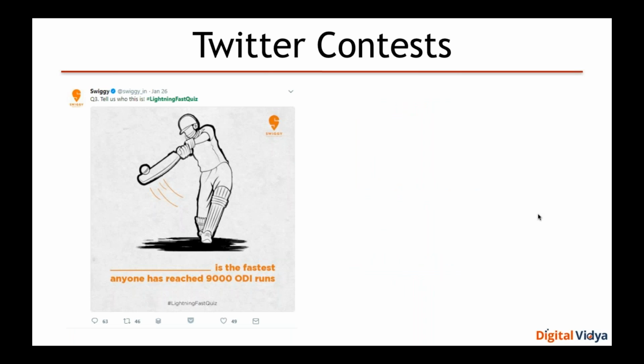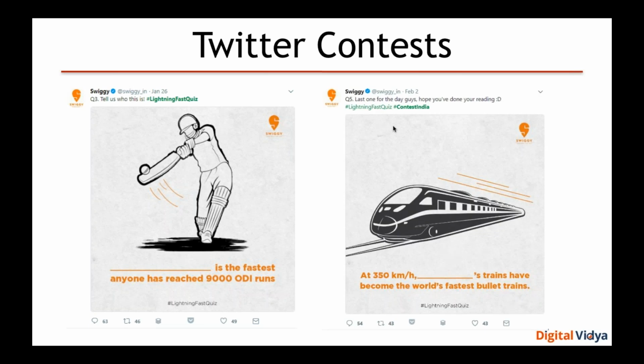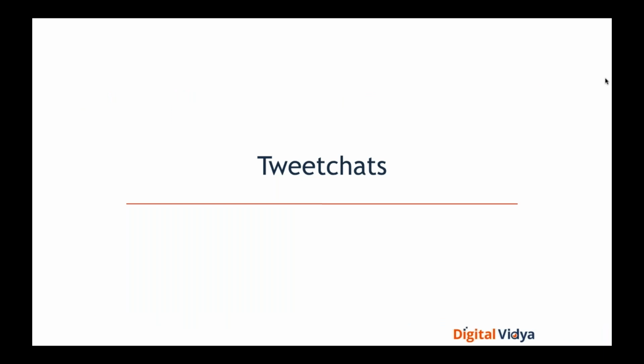Okay, another example of a contest is this. Dash is the fastest anyone has reached 9,000 ODI runs. Any guesses who this is? You can guess from the stance of this batsman. The batting stance gives away who this batsman is. It's not Sachin. It's actually Virat Kohli. And yeah, this is another example of a contest, right? So there are a couple more examples which you can take a look at.